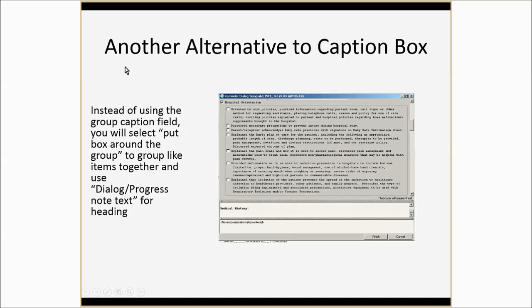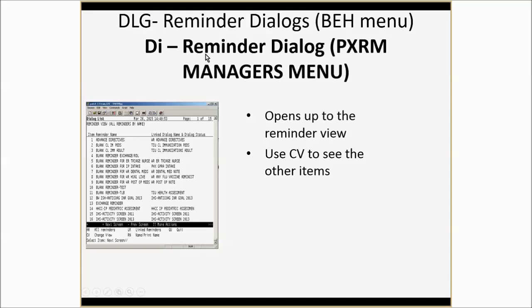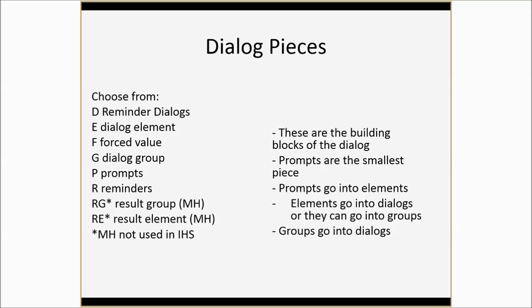Another alternative to a caption box is, instead of using the group caption field, you will select put box around the group to group like items together and use the dialog progress note text for the heading. To gain access to the reminder dialogs, if you're in the BEH menu, you're going to select DLG. If you're in the PXRN manager menu, you're going to select DI. It opens up to the reminder view, and then you're going to use CV to see the pieces of a dialog.